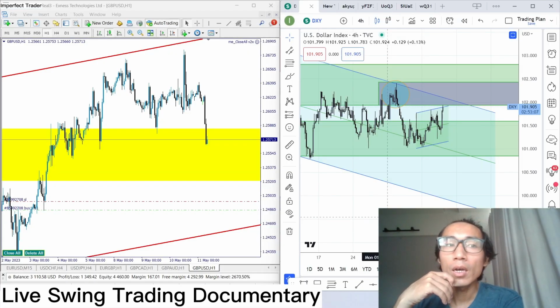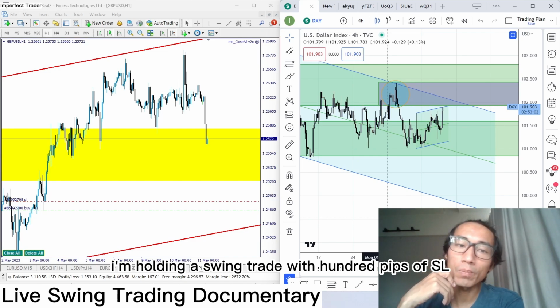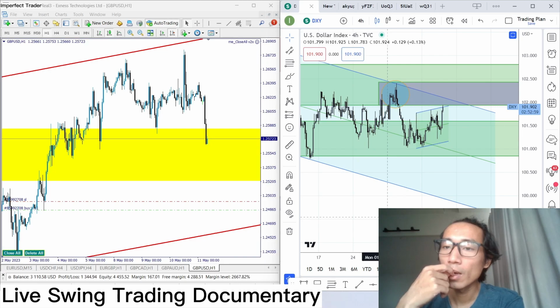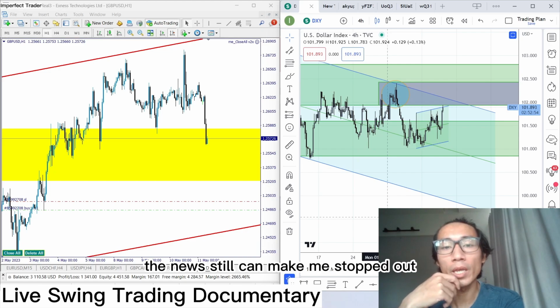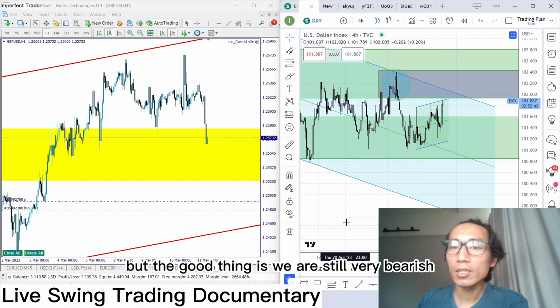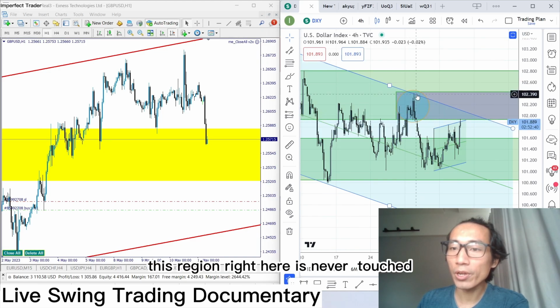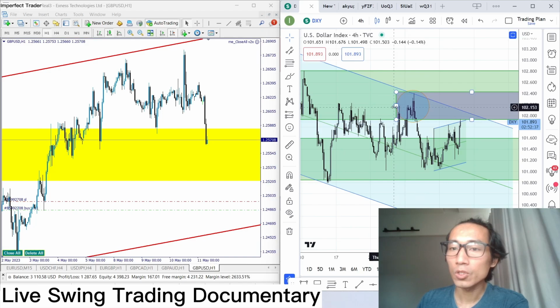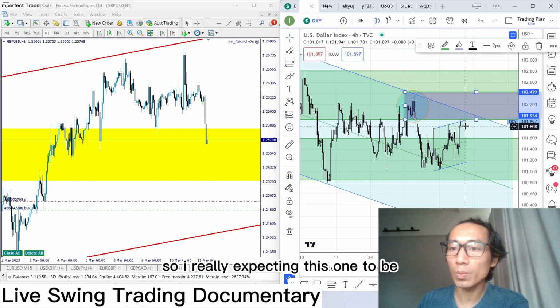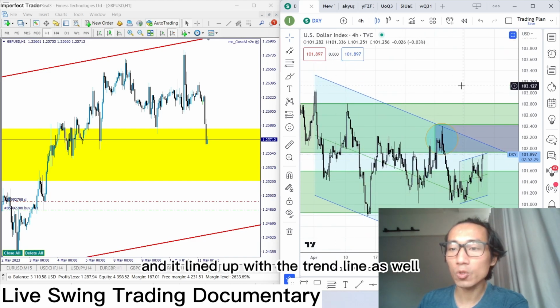Because even I'm holding a swing trade with 100 pips of stop loss, the news still can make me stop out, and that is the thing. But the good thing is we are still very bearish on the XY. We have another one, this region right here never touched. So I'm really expecting this one to be an area where price is gonna reject, and it lines with the trend line as well.